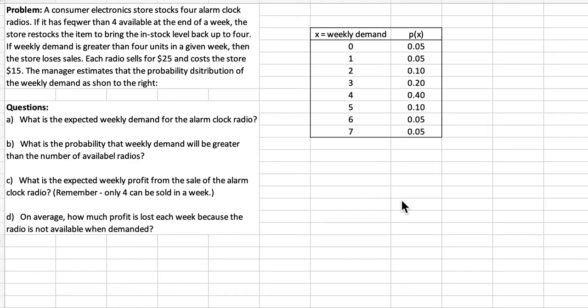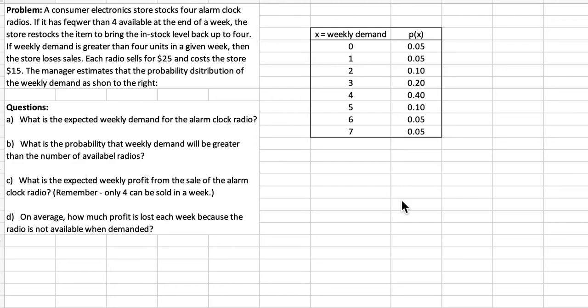So we're going to assume that we're comparing cost and revenue each week. We're not going to account for the first 4 that they ever sold. We're just going to look at weekly cost and revenue and profit and whatnot. Each radio sells for $25 and each one costs the store $15. And we have a probability distribution for the weekly demand. Now notice 4 is the most likely outcome, so that could have driven their decision to only stock 4 at a time. And as the problem evolves, we'll get to see some other reasons why perhaps.